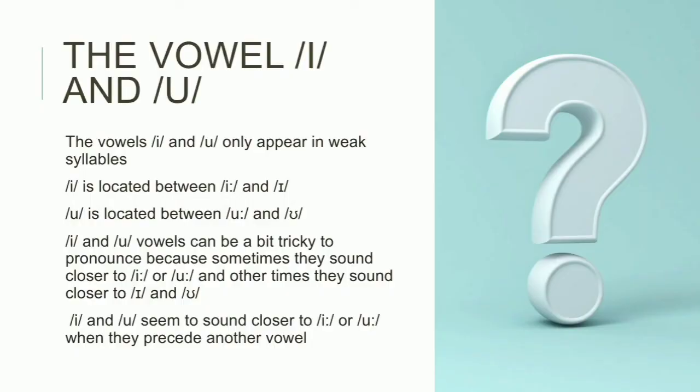The vowels i and u only appear in weak syllables. i is located between e and a. u is located between u and o. The i and u vowels can be a bit tricky to pronounce because sometimes they sound closer to i or u and at other times they sound closer to e and o. In a strong syllable, it is comparatively easy to distinguish i from e or u from o, but in a weak syllable, the difference is not so clear. i and u seem to sound closer to i or u when they precede another vowel.